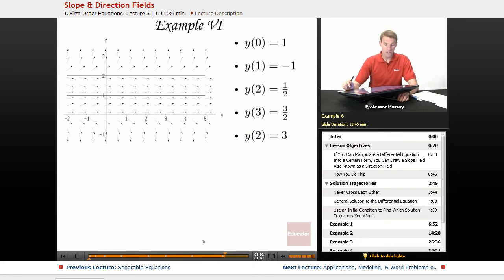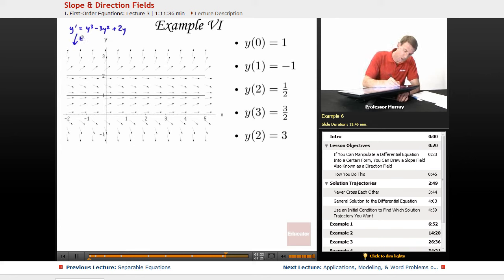Alright, so this is the direction field for that differential equation. Let me remind you what that differential equation was. It was y prime is equal to y cubed minus 3y squared plus 2y. And we started with that equation back in example 5, and we generated this direction field. So this direction field should not be a mystery to you.